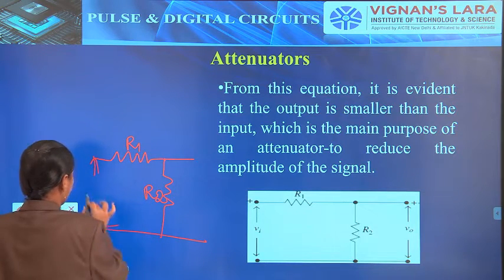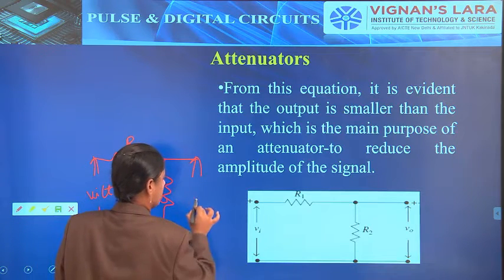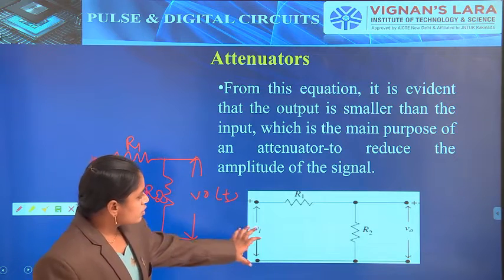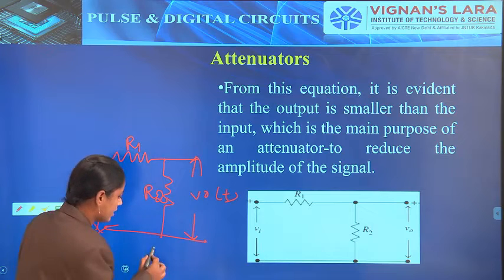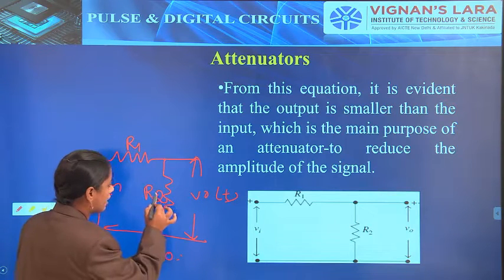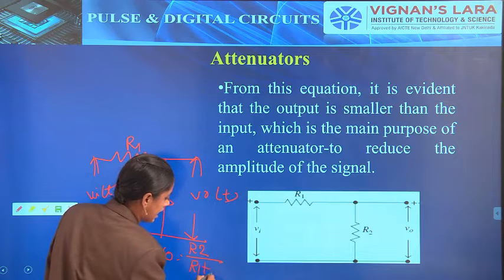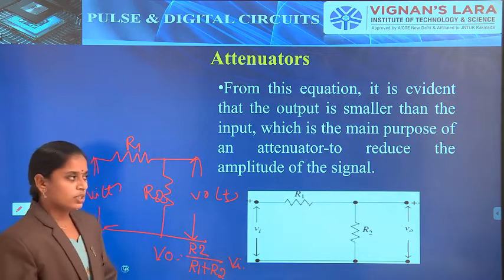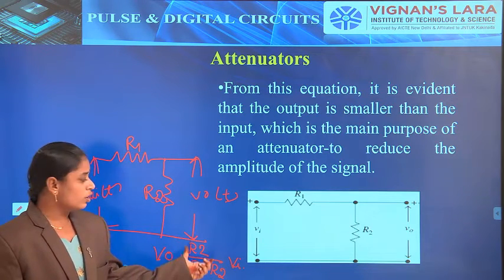So this is Vi of t and V0 of t. From this we can say, what is meant by V0 of t? We can say that V0 of t is equal to R2 by R1 plus R2 into Vi. So simply V0 is equal to R2 by R1 plus R2 into Vi.